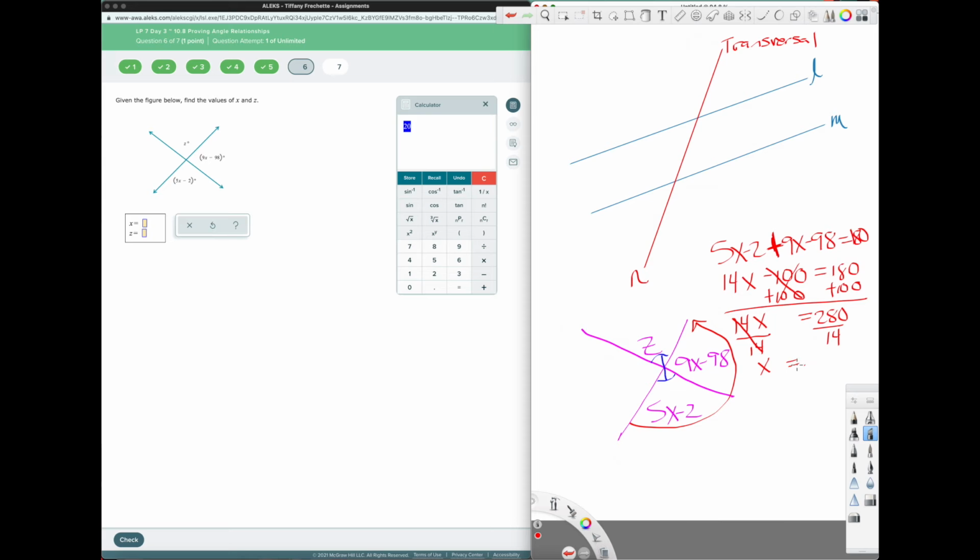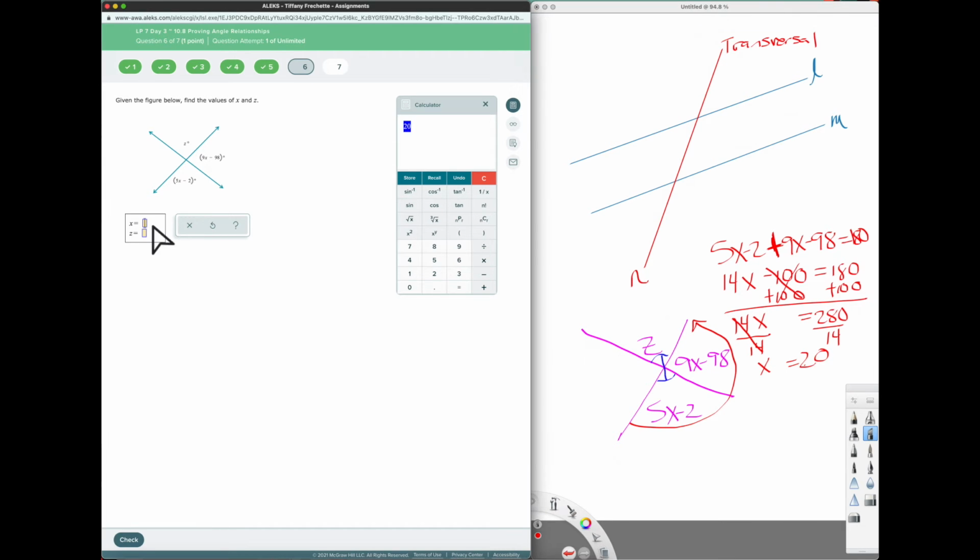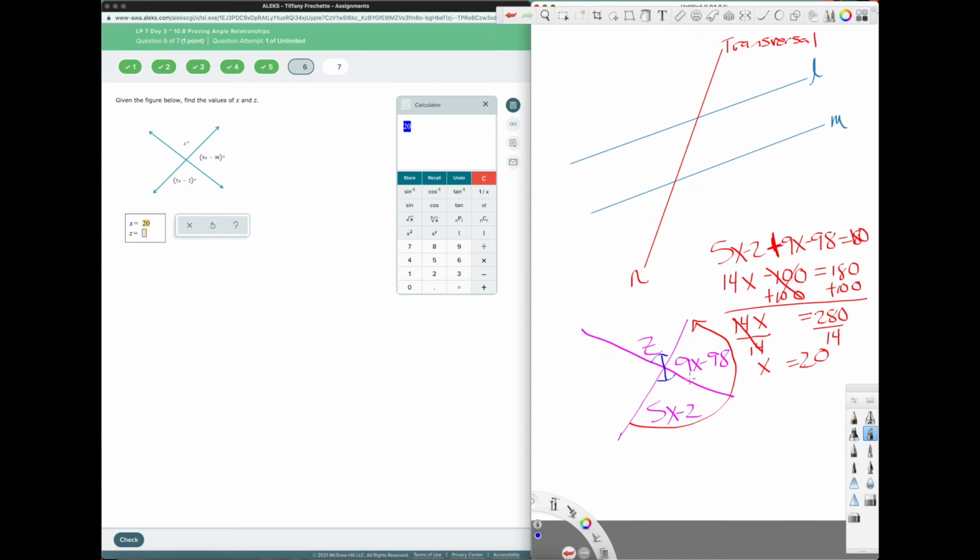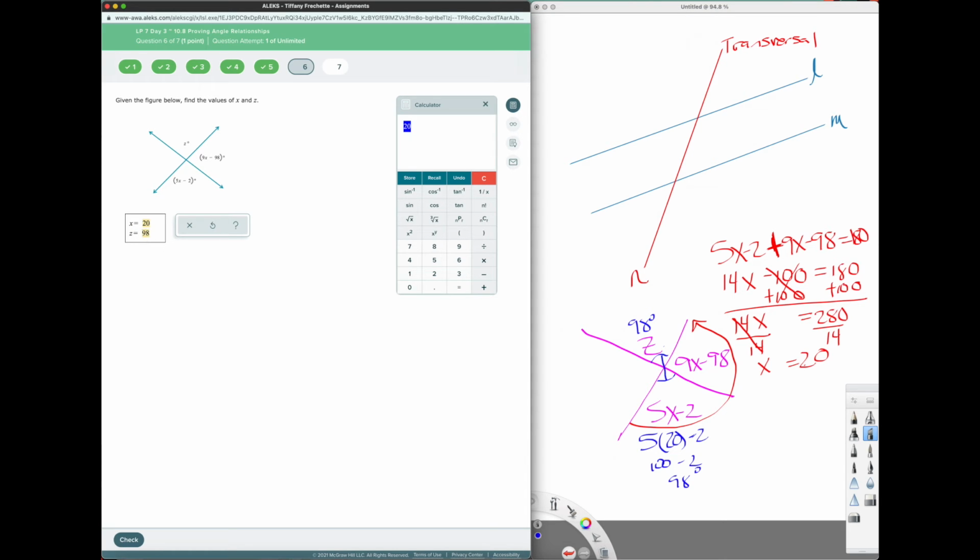So I know what x is. Now I need to go back and find z. So now I can go back to that vertical angle idea that I had, and I know that these are congruent. So if I plug in x for this side and figure out what this angle is, then that's going to be the same thing for z. So 5 times 20, well, 2, 4, 6, 8, 10, right? That's 100 minus 2, so that brings me to 98. So I end up with 98 degrees on either side because it's going to go across there. All right. Perfect.